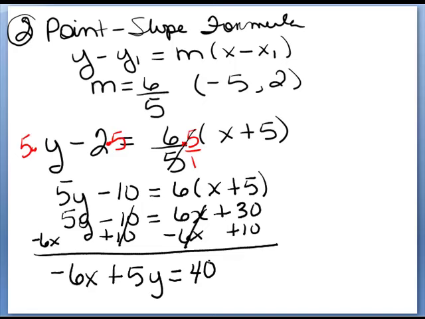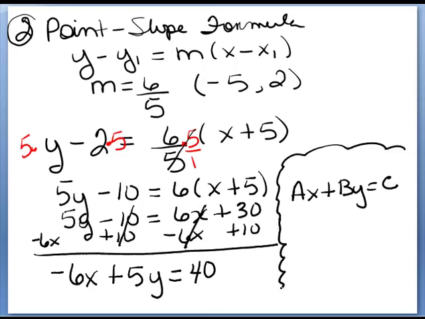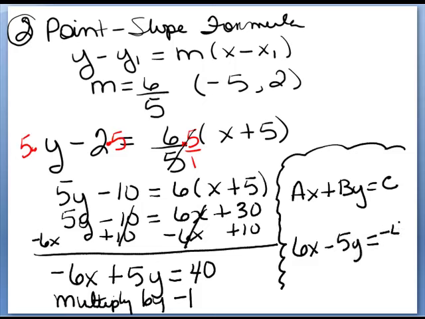But remember, we want to write our equation in standard form, the Ax plus By equaling C, and you remember from class that our first term, our x term, we want it to be positive. So we're going to multiply all terms by -1. And as we multiply all terms by -1, we have here positive 6x minus 5y is equal to -40.